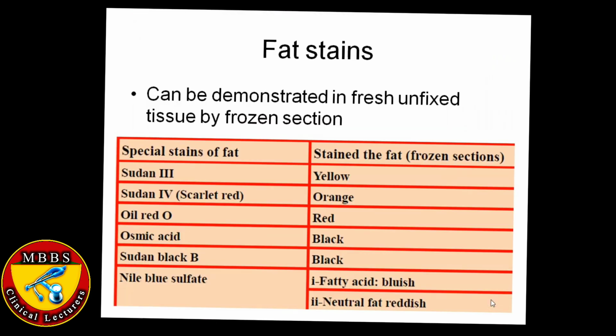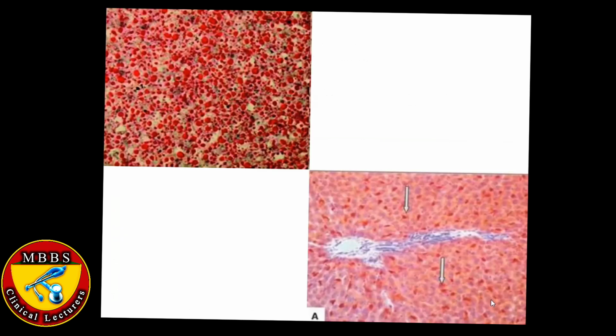So these are different stains that we use to see where the fat gets deposited. Special stains are Sudan III, Sudan IV, oil red O, osmic acid, Sudan black, and Nile blue sulfate. So the diagram here is what is seen with these stains, Sudan black and oil red.